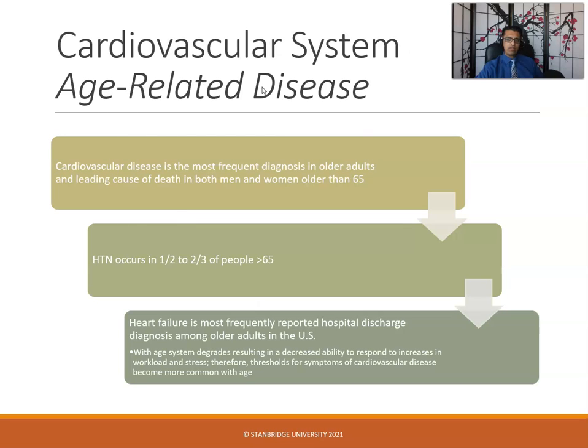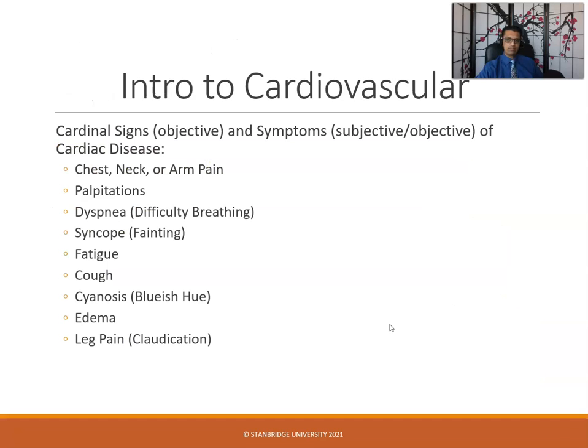Now, looking at cardiovascular diseases and age-related diseases, cardiovascular disease is the most frequent diagnosis in older adults and the leading cause of death in both men and women over the age of 65. Hypertension occurs in 1 out of 2 to 2 out of 3 people greater than 65. Heart failure is the most frequently reported hospital discharge diagnosis among older adults in the U.S. With age, the system degrades, resulting in decreased ability to respond to increases in workload and stress. Therefore, symptoms of cardiovascular disease become more common with age.